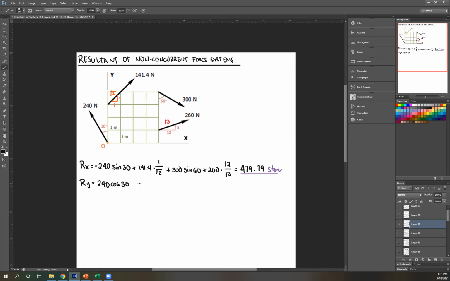So you can practice doing that at home. Okay, next, this is upward, therefore positive. So 141.4 multiplied by vertical component 1 over square root of 2. Next, this is downward, therefore negative 300. Vertical component is this. Again, it's adjacent to your given angle, so I'm going to use cosine 60. And then lastly, this is upward, therefore positive 260 times vertical component 5 over 13.